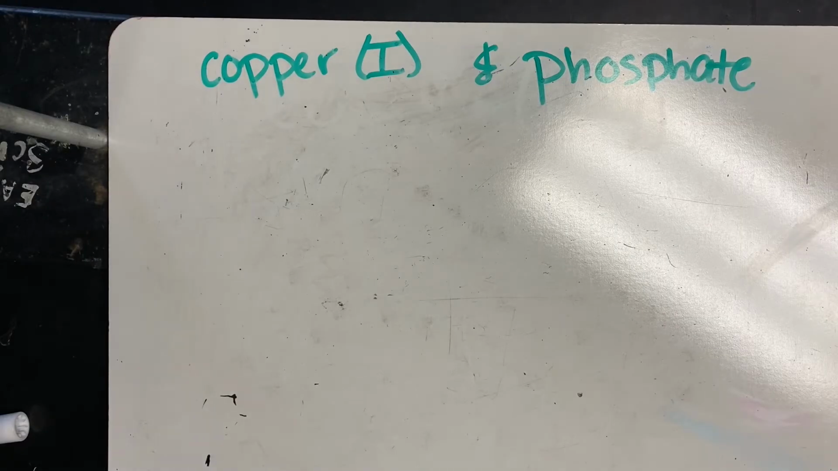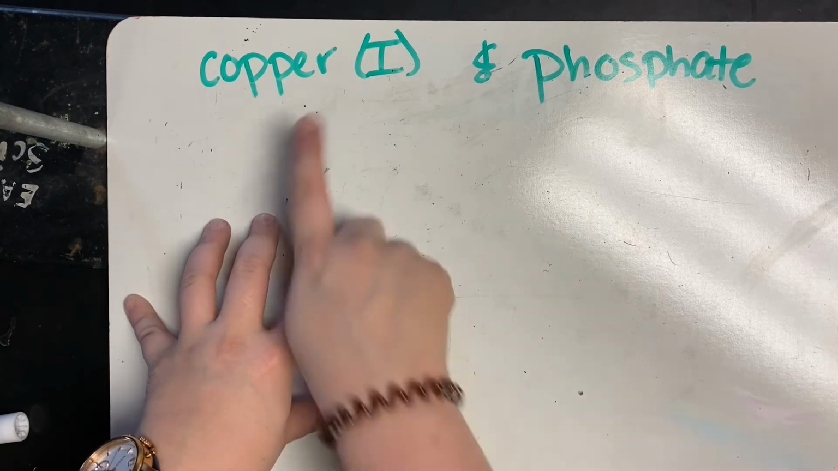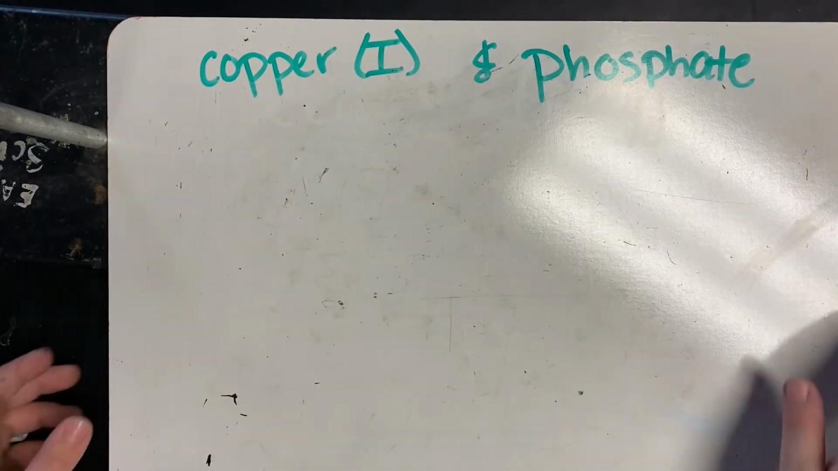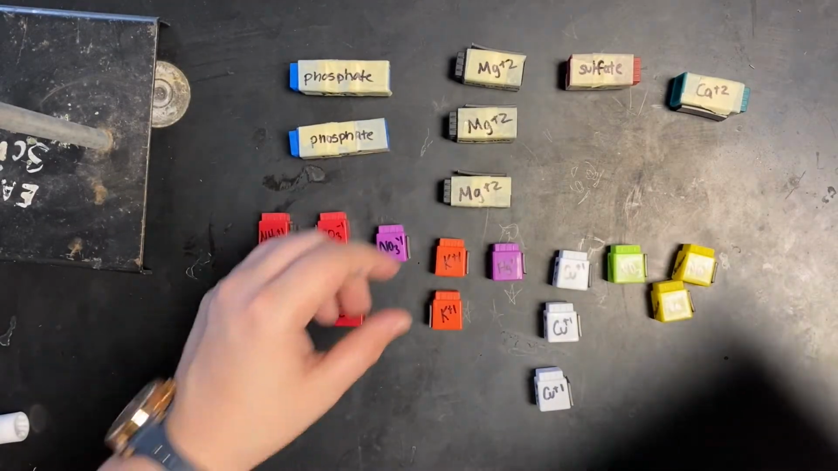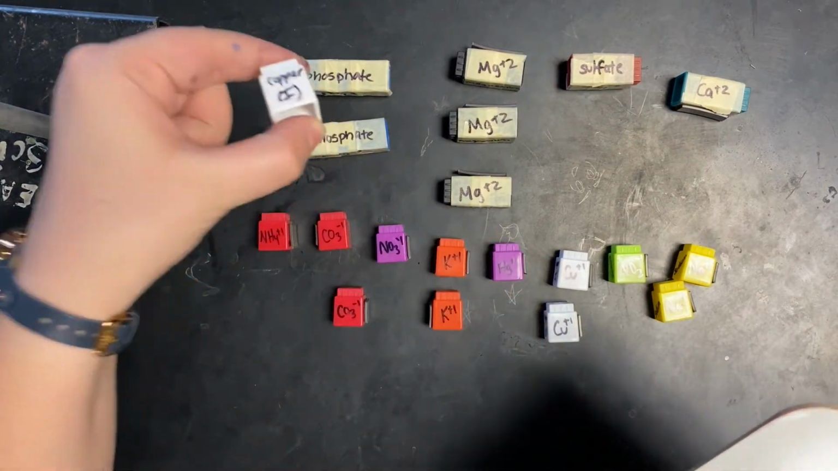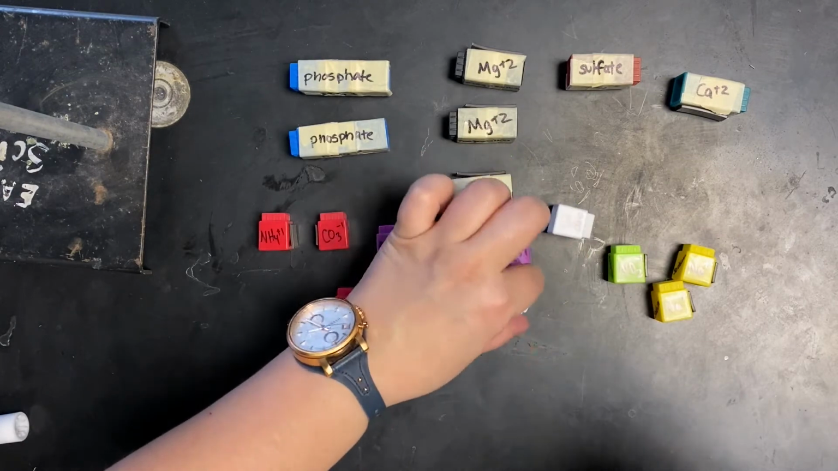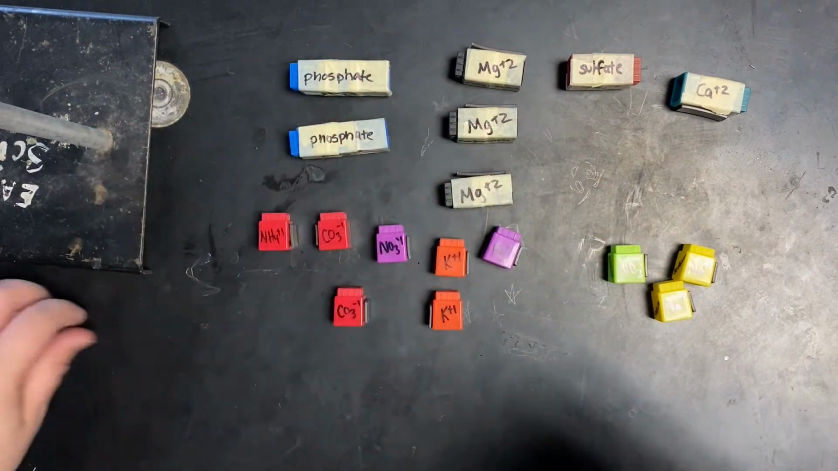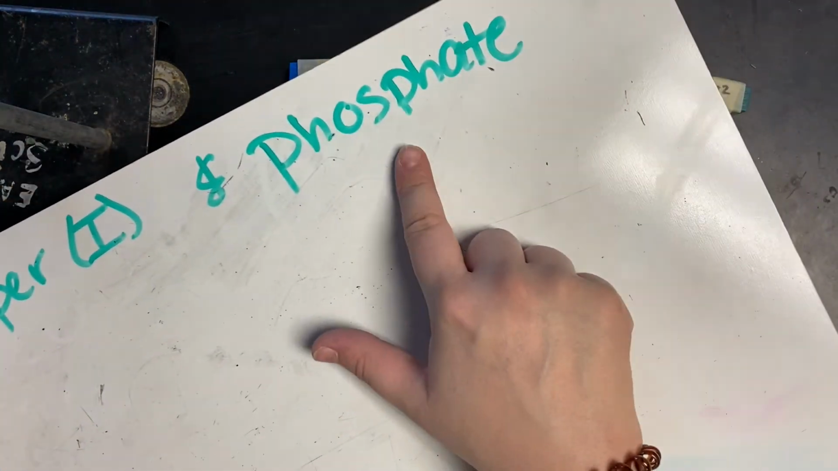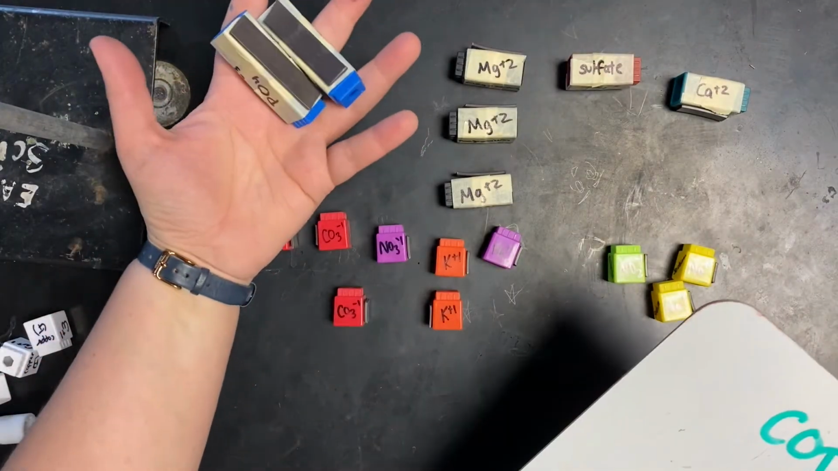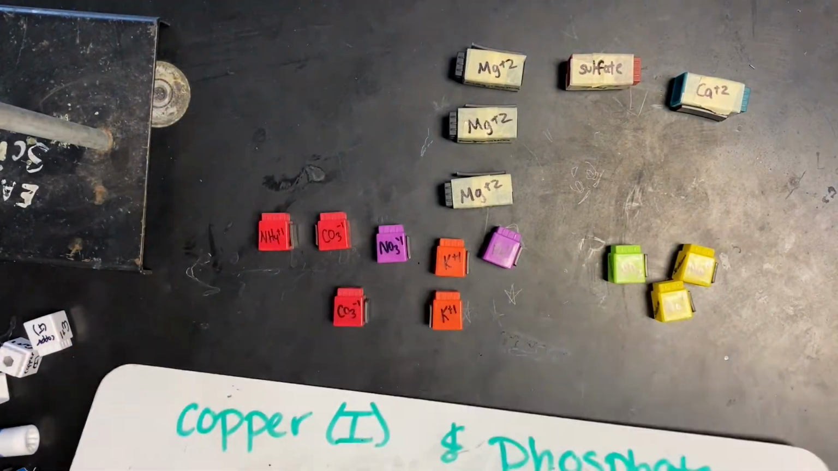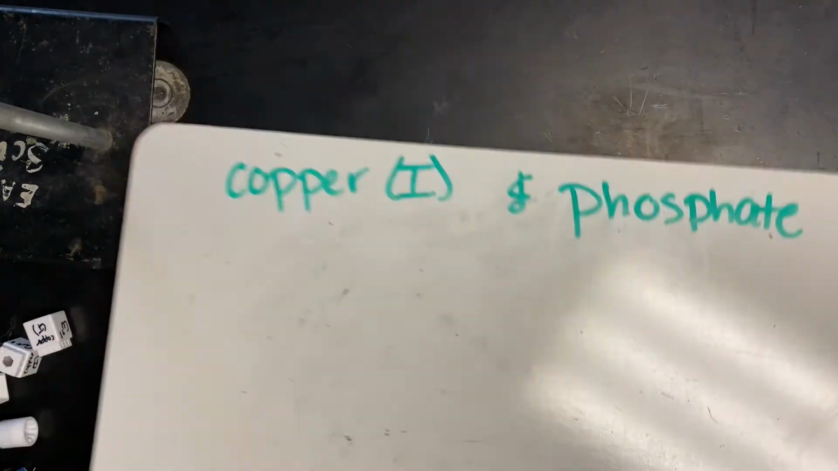Let's work through an example. So we want to make a compound with copper 1 and phosphate. So our job should be to find the copper 1 pieces. That is this, they'll have the name and the charge on them. So we're going to find our copper 1 pieces. We'll describe all of them. And we're going to find our phosphate pieces, which are these. So let's push all the other ones to the side.